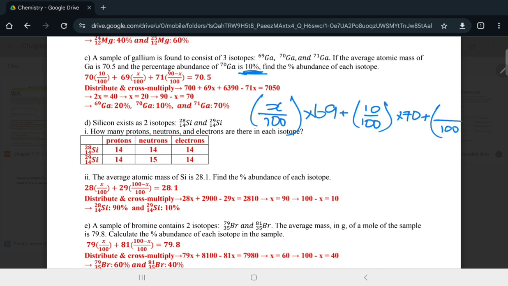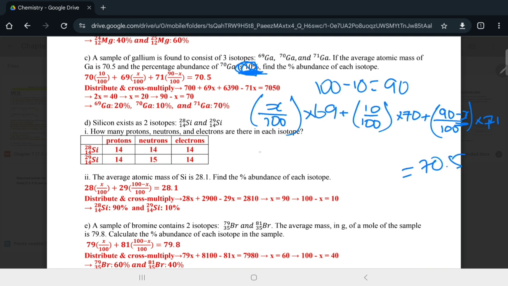What? Think about something. This one, do you do 100 minus x? No, you do not. You've already taken out 10. So if you take 10 out of 100, you will get 90%. So here you do 90, just 90? No, you do 90 minus x. Since you've taken out the 10, you're left with 90 and x. So if this is x and this is 10, this will be 90 minus x. You've taken out 10 already, so now the basis is 90. And then you multiply it by 71 and you put it all equal to 70.5.